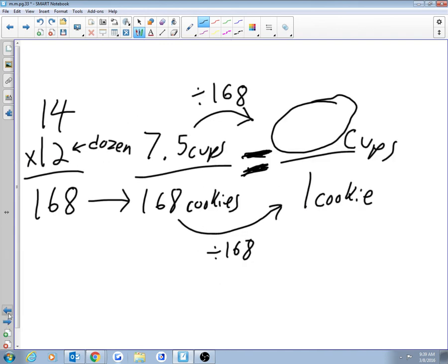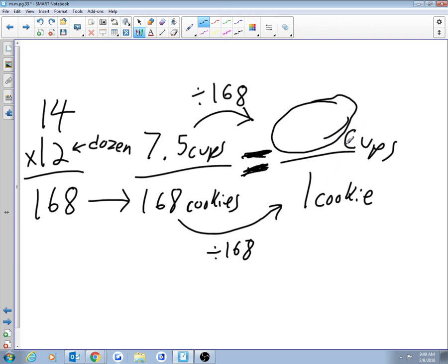Last one, if we've got 14 dozen, there are 12 in a dozen. So 14 dozen is 168 cookies. We want to know for 1 cookie. So 168 divided by 168 is 1. So 7.5 divided by 168 will give us our number of cups per cookie.